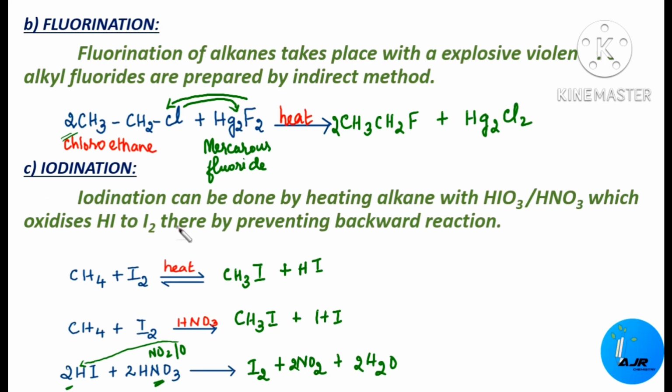So iodination can be done by heating alkane with hydroiodic acid or nitric acid. Here I have used nitric acid, which oxidizes this HI to iodine. So this iodine is produced by the reaction of HI with nitric acid. During this reaction, iodine will be produced, and this iodine will react with methane to form methyl iodide. So that way we can prevent the backward reaction.